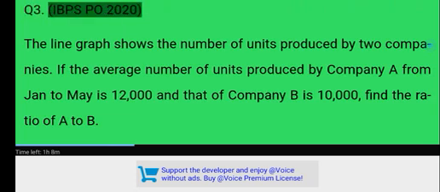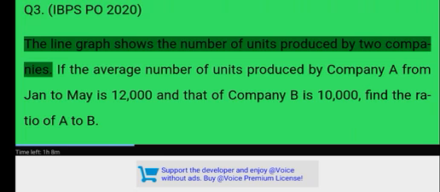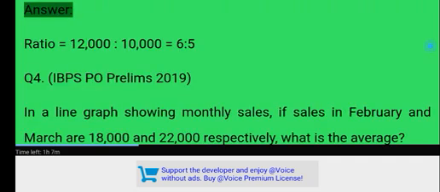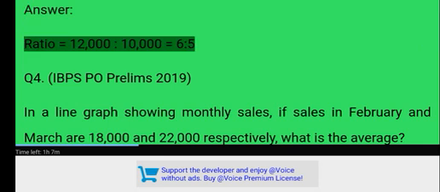Q3, IBPS PO 2020. The line graph shows the number of units produced by 2 companies. If the average number of units produced by Company A from Jan to May is 12,000 and that of Company B is 10,000, find the ratio of A to B. Answer. Ratio equals 12,000 to 10,000 equals 6 to 5.